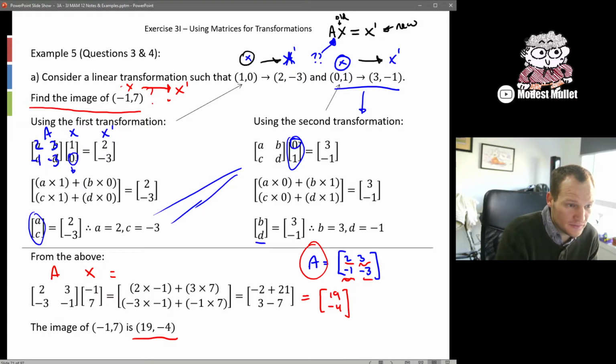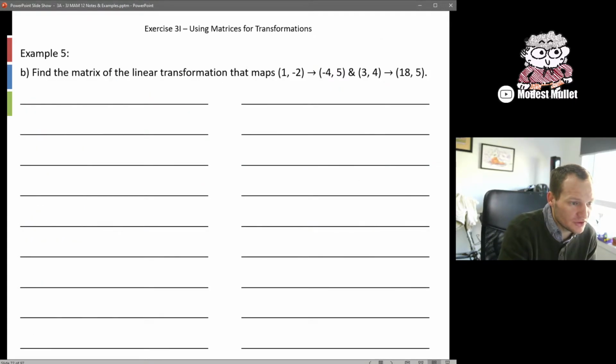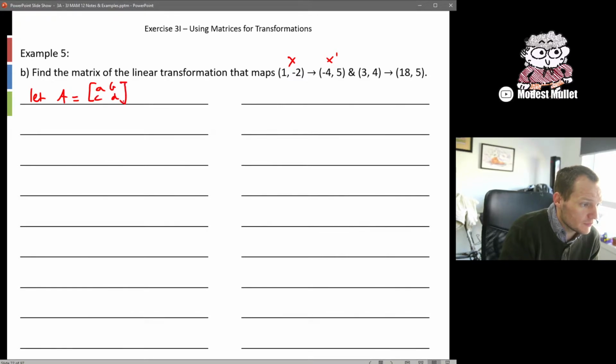Maybe a little hard to follow there with everything written down, so let's just jump straight into another worked example. In this case, it doesn't have the zeros in it, in either the starting or what it's transferred to. So we have x, it's gone to x dash, and we're going to let A equal, at the moment, a, b, c, d, placeholders for our transformations.